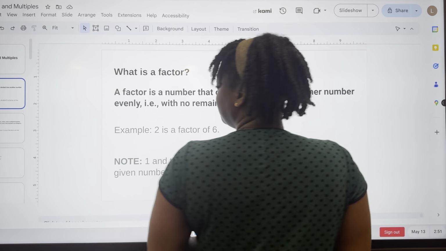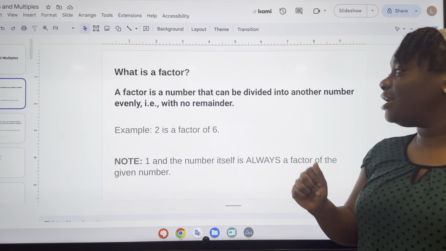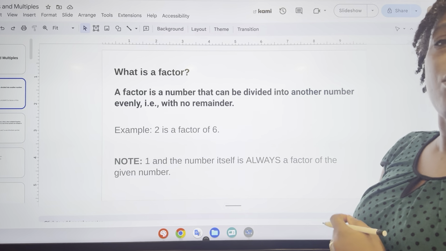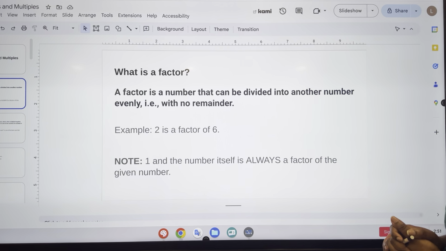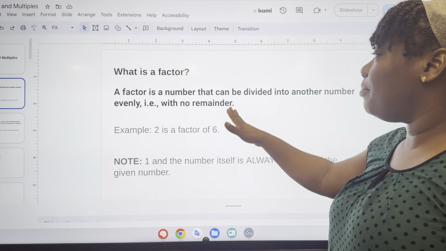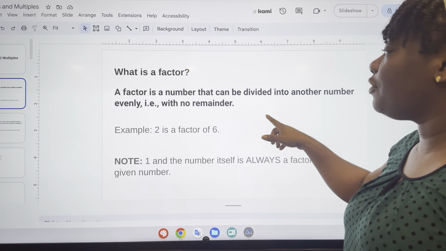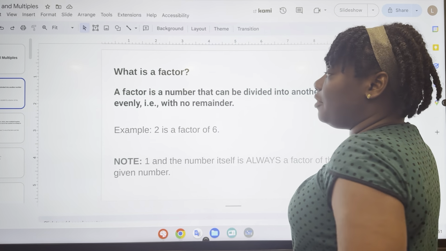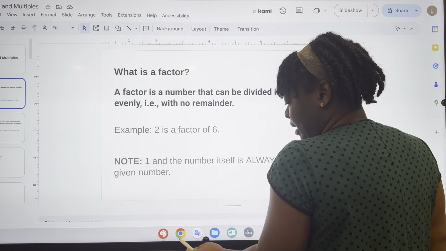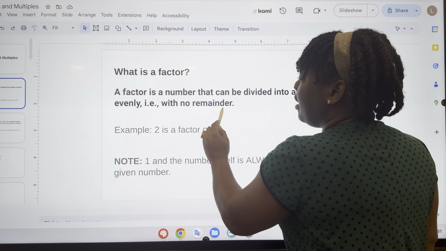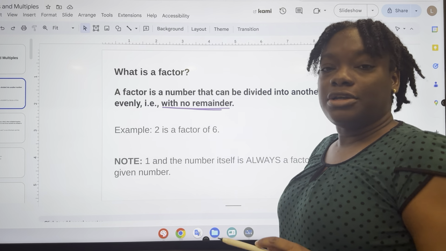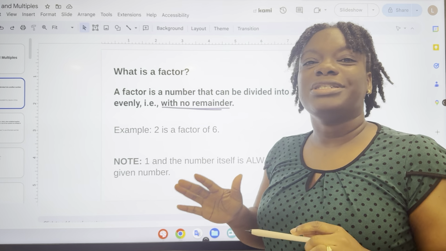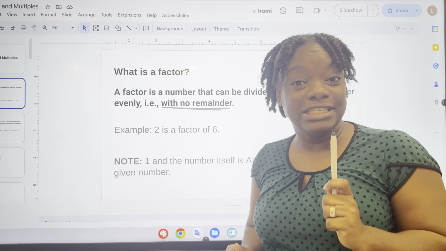All right, so today we're going to be looking at factors. All right, and what is a factor? Just a quick review. A factor is a number that can be divided into another number evenly or exactly. That is, there's no remainder, and that's the key thing that we want to look at. If it's going to be divided into the number, it must not have any remainder if it is a factor.